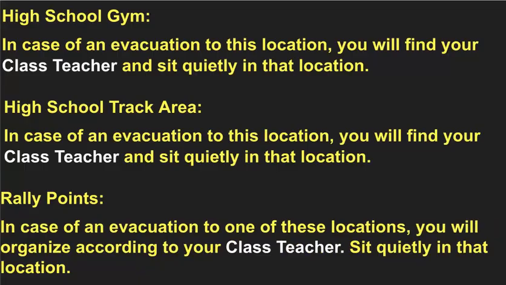Again, if we have to evacuate, you will go with your class teacher and sit with your class teacher in their assigned location, whether it's at the high school gym or at the high school track area. There are 2 rally points designated for our school, but again, I won't be saying where they are. If this situation happens in case of a lockdown and you need to evacuate the building immediately, if it's a bad weather scenario or some other case, then we will figure out where you are and get you back to your parents and keep you safe.